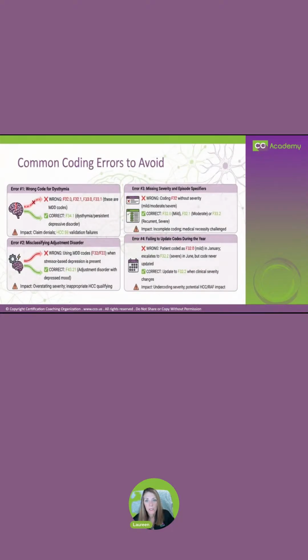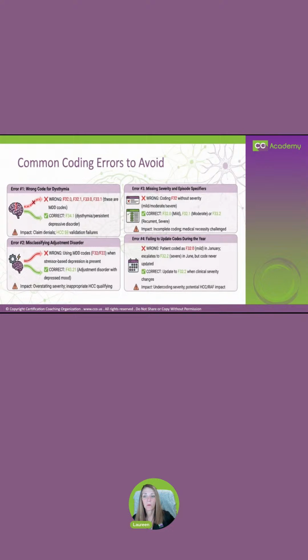So let's talk about the common errors we see, because we want you to avoid these like the plague. Error number 1, the wrong code for dysthymia. If you're using F32.0 or F32.1, or F33.0 and F33.1, these are the major depressive disorder codes. The correct code for dysthymia is F34.1. If you use the wrong code, you're going to get claim denials and your HCC 59 validation failures.